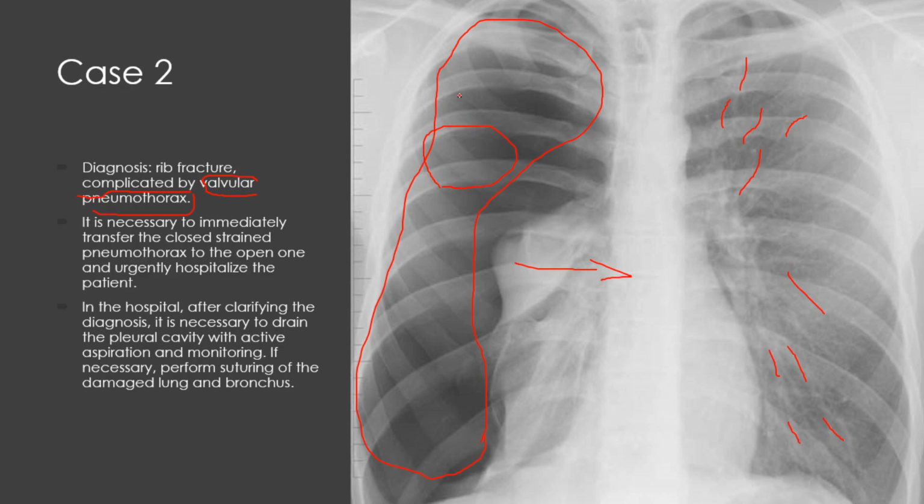How can we help our patient? We can do a puncture, yes, with drainage of air. But of course, in the hospital, after clarifying the diagnosis, it's necessary to drain the pleural cavity with active aspiration and monitoring. If necessary, perform suturing of the damaged lung and bronchus.